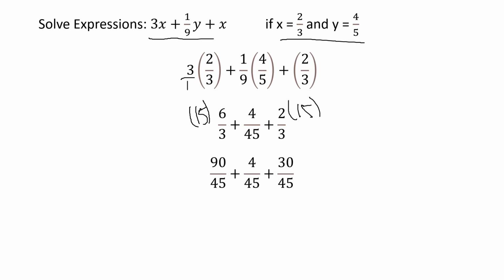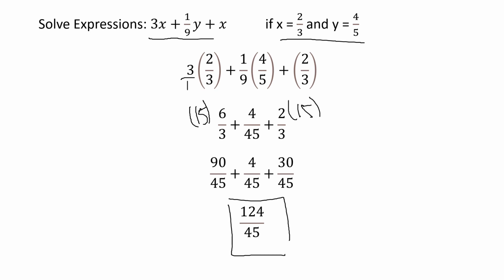Now I have a common denominator, so I just add my tops. 90 plus 4 plus 30 gives me 124 over 45. If you can reduce, you need to reduce, but I don't believe, let me check on my calculator, I cannot reduce this one. So that's my answer.